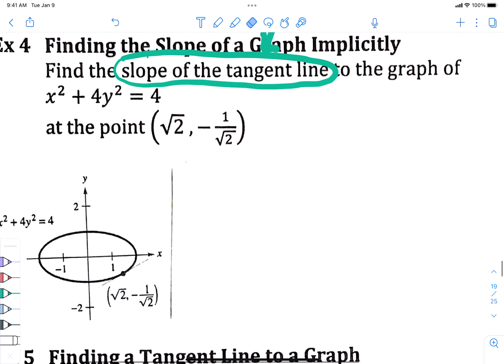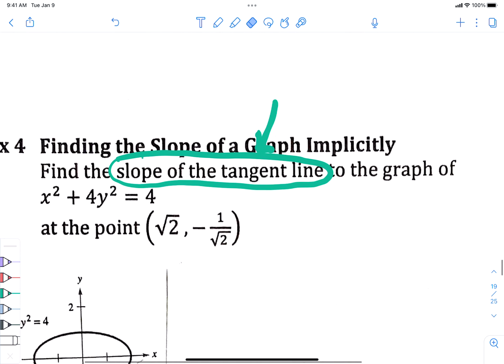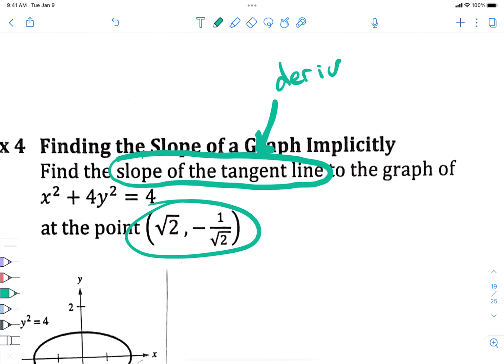Okay, find the slope of the tangent line. What's another name for slope of the tangent line? Derivative. The derivative is equal to the slope of the tangent line. So this is just saying find the derivative of the graph of this at the point. So now we have a point. It's not a function though.